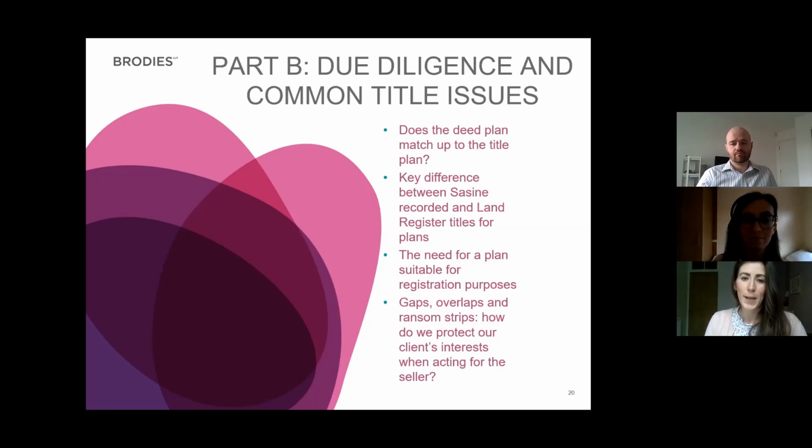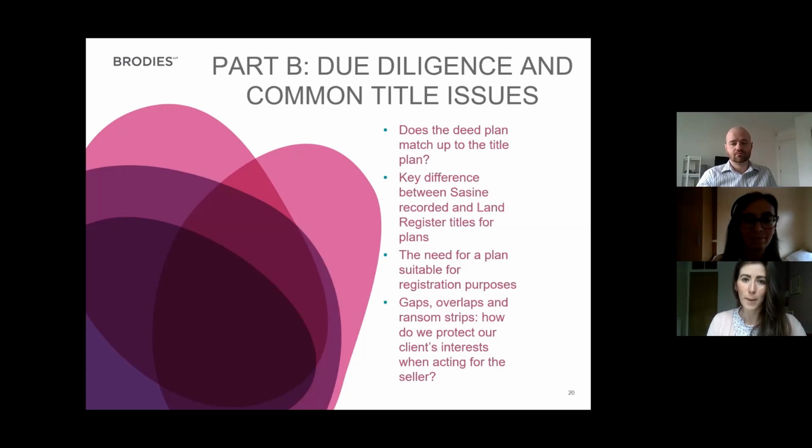However, when we've been able to check the plans, we can apply for a plans report, which is a specialist report to confirm that A, the plan is suitable for registration purposes, and B, that there are no overlaps with areas of land registered against other people's titles. So the plans report can throw up gaps, overlaps, and ransom strips, which the seller should be advised of as soon as possible, and any well-advised purchaser will pick up in the due diligence process.